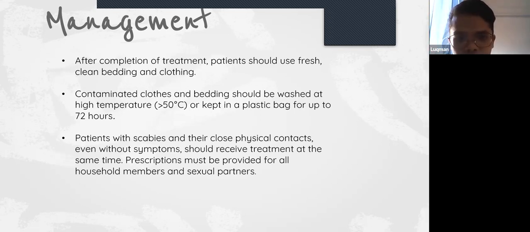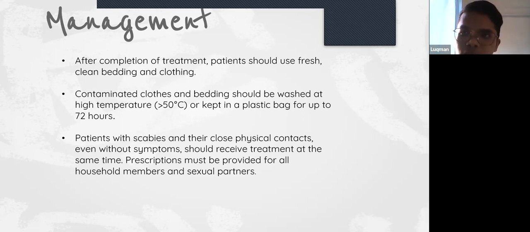This is more about prevention. After the completion of the treatment, the patient should use fresh, clean bedding and clothing. The contaminated clothes and bedding should be washed in high-temperature water or kept in a sealed plastic bag for up to 72 hours to starve the mites. The patient with scabies and their close physical contacts, even without symptoms, should receive treatment at the same time. Prescriptions must be provided for all household members and sexual partners.